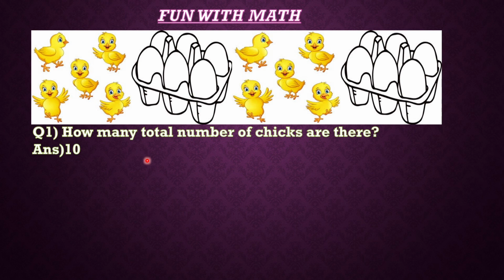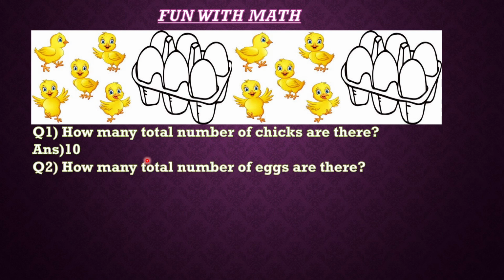What will be the next question? It seems to be very easy, but basics are always easy. How many total number of eggs are there? You may feel, why is she asking such an easy question? Yes, this easy question is going to play an important role. So here how many eggs are there? 6 and here 6. So totally how many? 12 eggs are there.